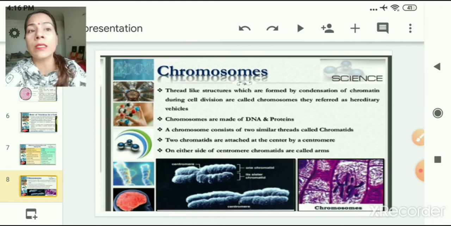A chromosome consists of two similar types of threads which are called as chromatids or sister chromatids. Two chromatids are attached at the center and this center is known as centromere. On either side of the centromere, chromatids are called arms.